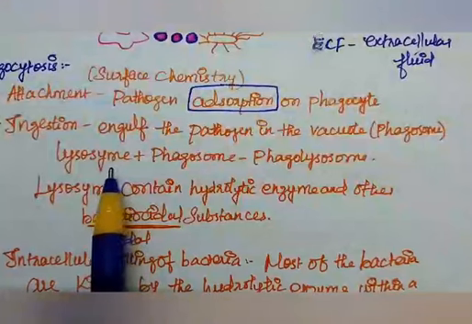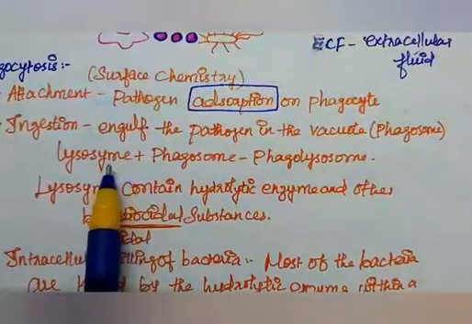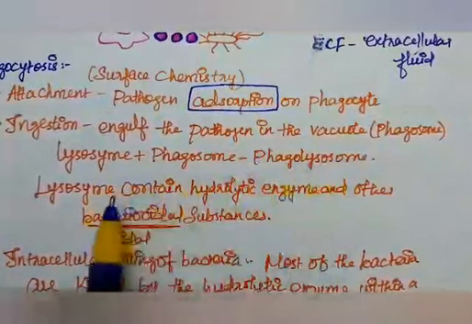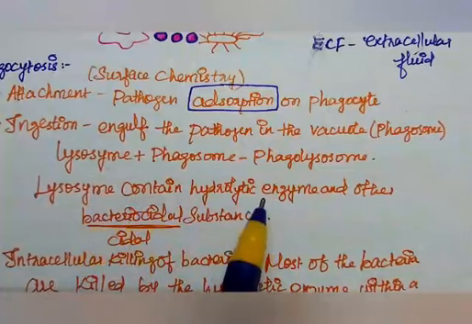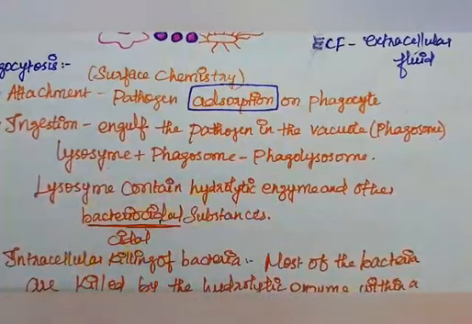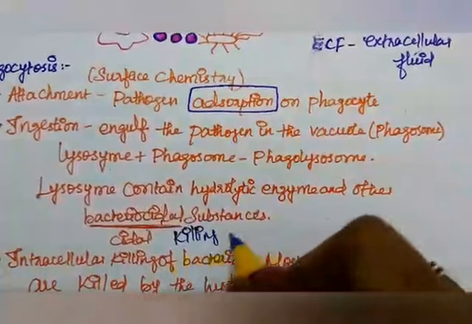Now coming to the next one, we have lysozyme inside the phagocytes. This lysozyme and phagosome together form phagolysosome. The lysozyme is made up of hydrolytic enzyme and other bactericidal substances. So what is bactericidal? Bactericidal is nothing but the killing of bacteria.